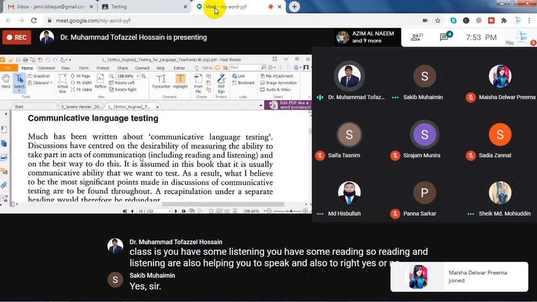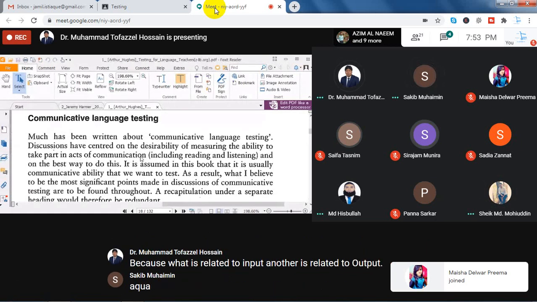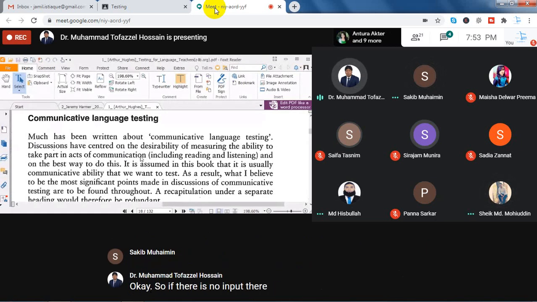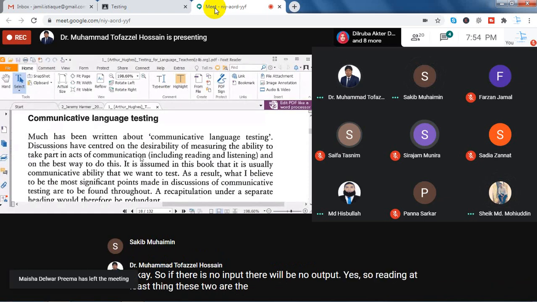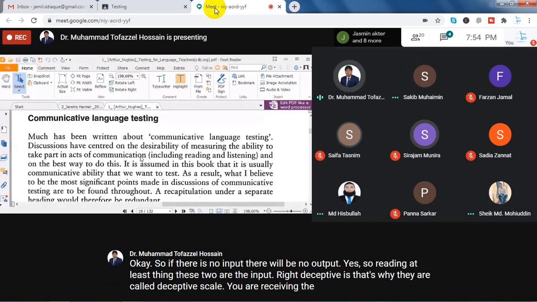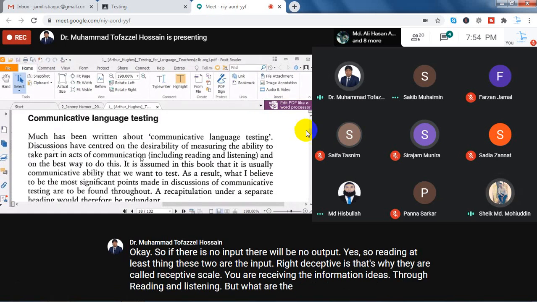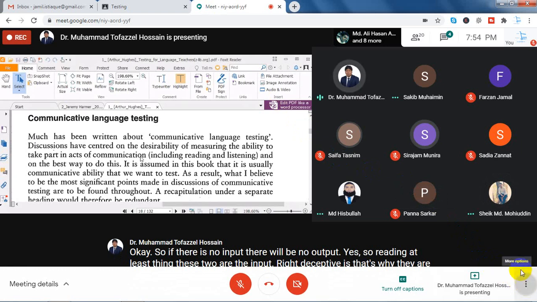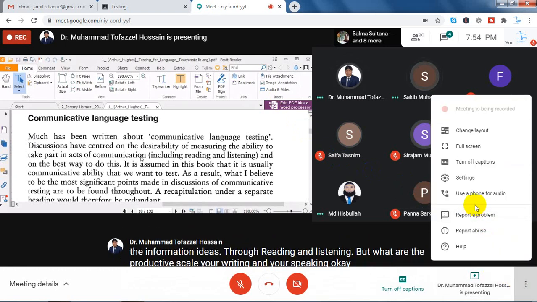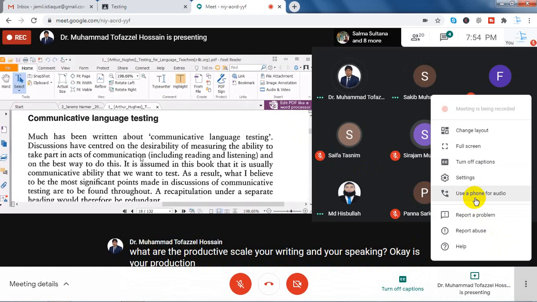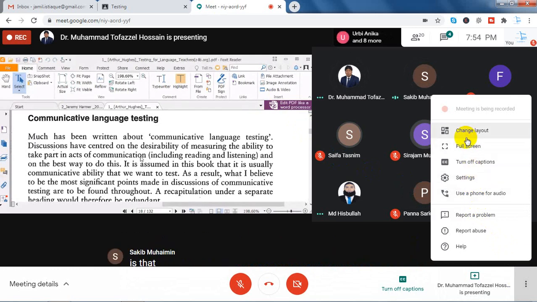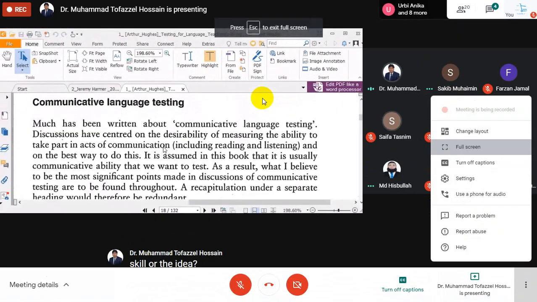Because one is related to input, another is related to output. Okay, so if there is no input, there will be no output. Yes, so reading and listening, these two are the input. Receptive means that's why they are called receptive skills. You are receiving the information, ideas through reading and listening. But what are the productive skills? Your writing and your speaking is your production, productive skill. Got the idea? Yes, sir.